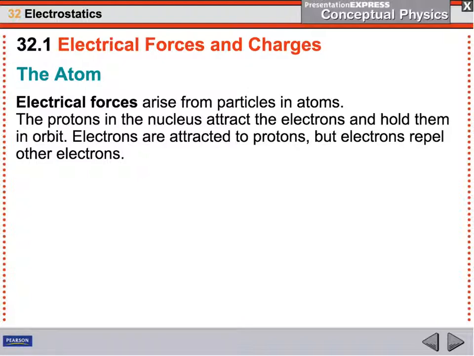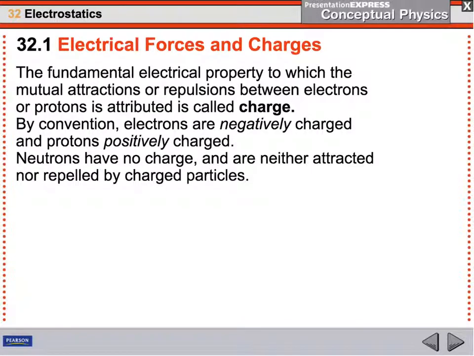With the atom, the electrical forces arise from particles in atoms. The protons in the nucleus attract the electrons and hold them in orbit. Electrons are attracted to protons, but electrons repel the other electrons. The fundamental electrical property to which the mutual attractions or repulsions between electrons or protons is attributed is called charge. By convention, electrons are negatively charged and protons are positively charged. Neutrons have no charge and are neither attracted nor repelled by charged particles.